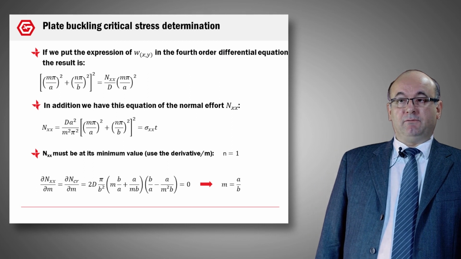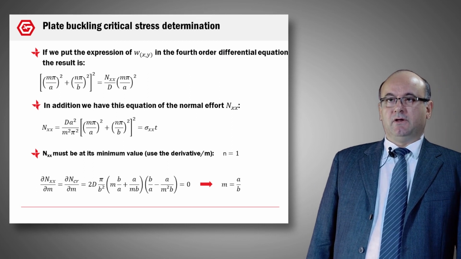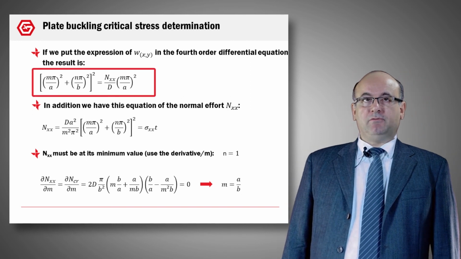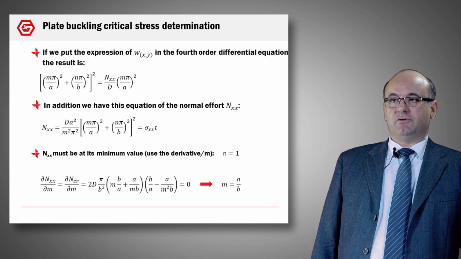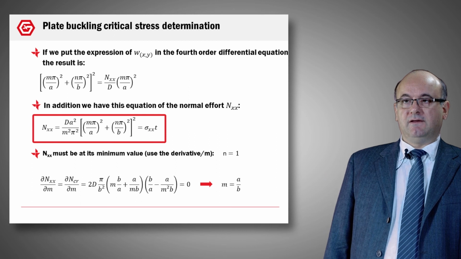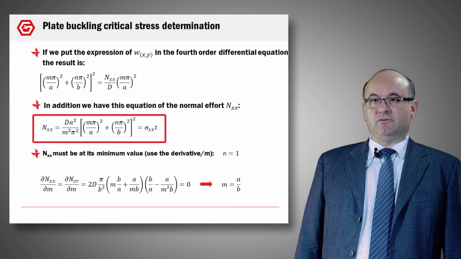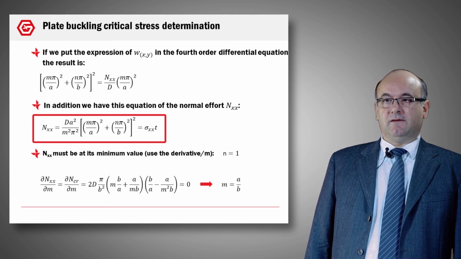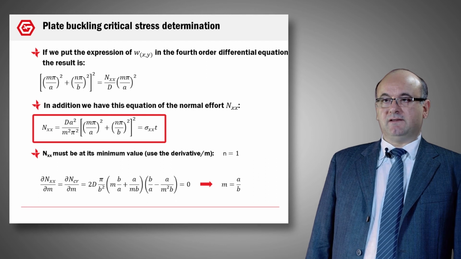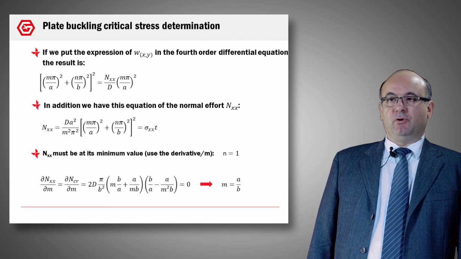If we introduce this equation inside the differential equation, we obtain this equation in double square. We have another equation that gives, in function of Nxx, the stresses. Nxx is equal to the stress sigma xx multiplied by T, the thickness of the plate. Now we would like to find the buckling load.